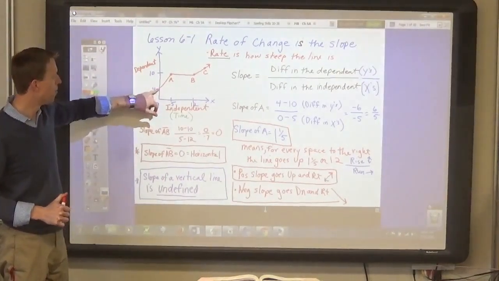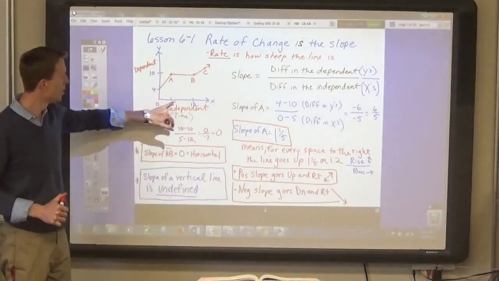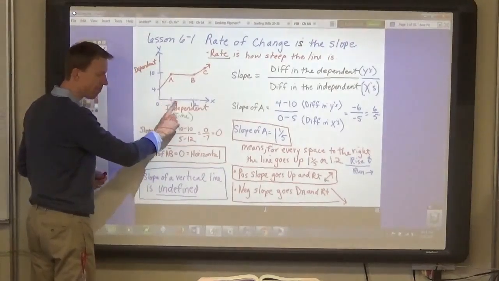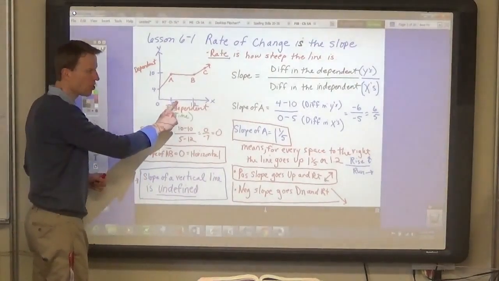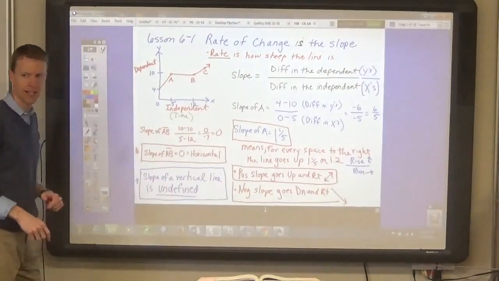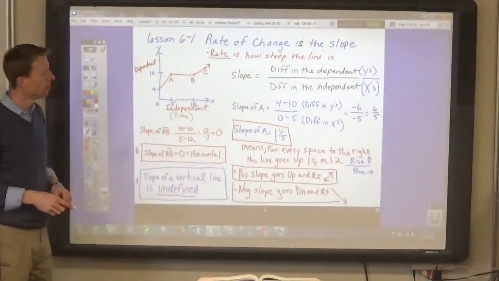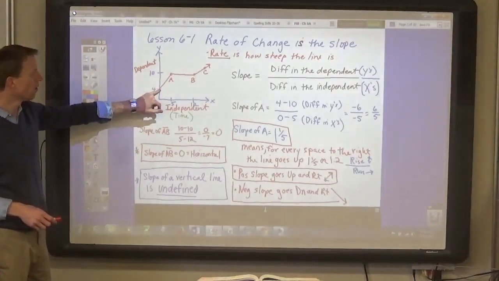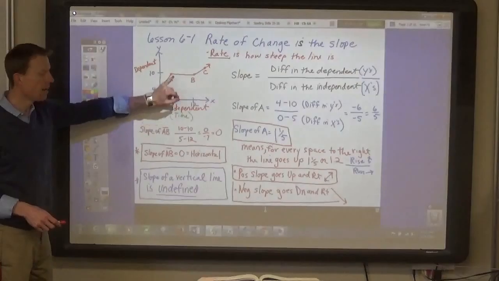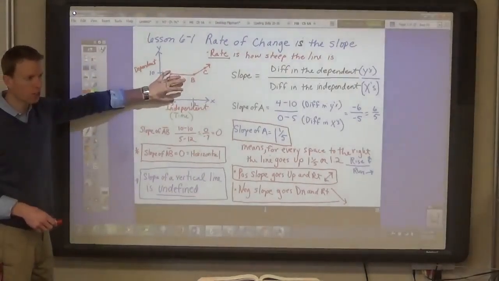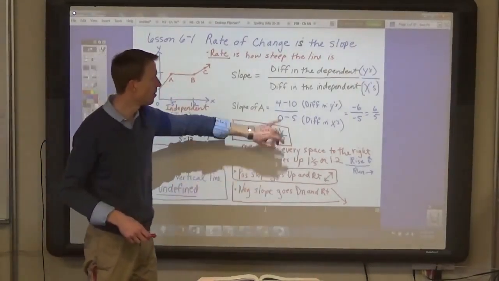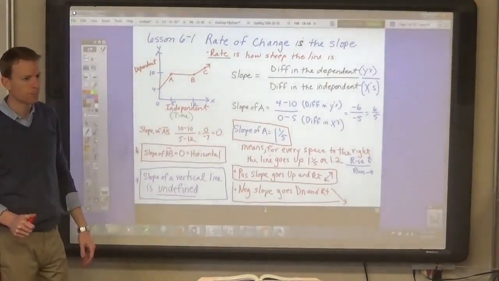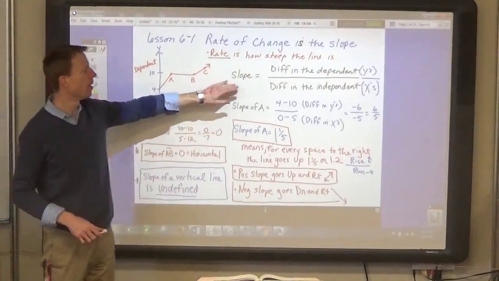So for example, over the course of 5 to the right, it changes from 4 to 10. That's a rate. And so we can look at these 2 points, (0, 4) and (5, 10). And using those points, you can calculate the rate using this formula. Okay? So look at this formula.